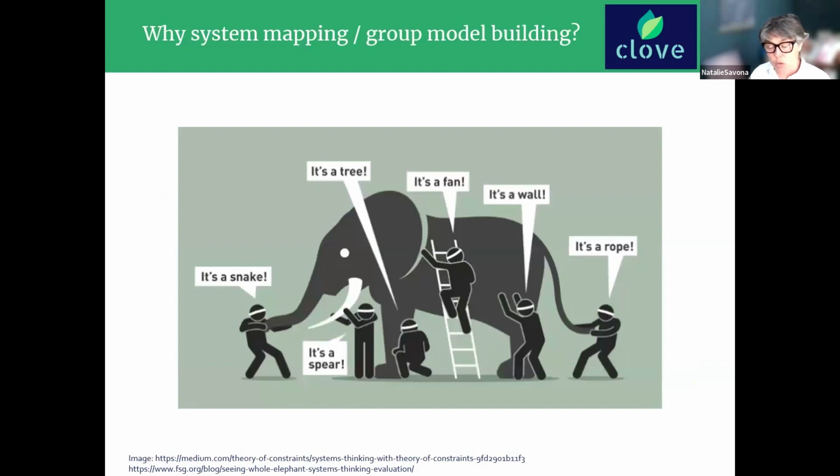And what we're going to be talking about mainly today is group model building, which, as I've said, can also be called system mapping. Group model building is a type of system mapping. And one of the reasons we try and do system mapping, as I said previously, is that things are very complex. There's lots of factors. They're all interacting, but also everyone has their different perspective.